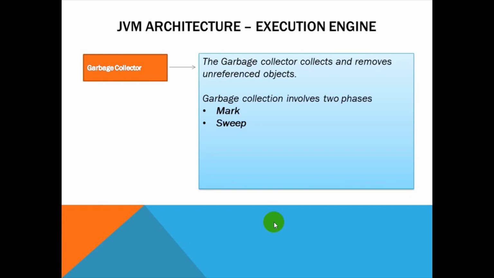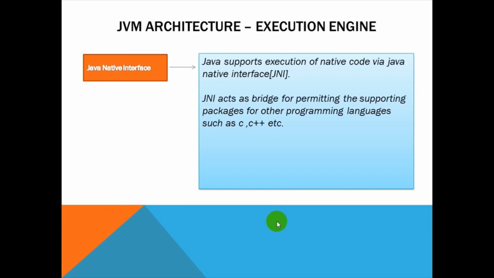In the mark phase, garbage collection identifies the unused objects from memory. In the sweep phase, garbage collection removes the objects that were identified by the previous phase. Garbage collection is done automatically by the JVM at regular intervals and does not need to be handled separately. You can also manually trigger garbage collection by calling System.gc.